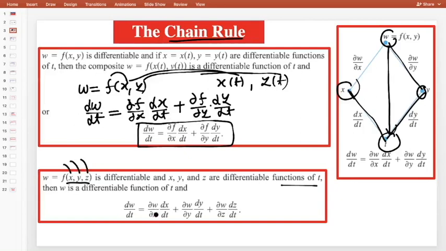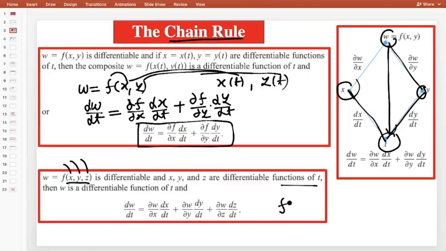del w by del x. Again I repeat, the del sign is used because w is a function of x, y, z, more than one independent variable, that's why partial derivative. So del w by del x into dx by dt plus del w by del y into dy by dt plus del w by del z into dz by dt.